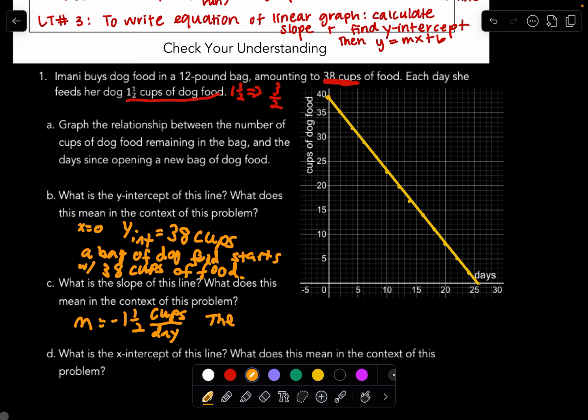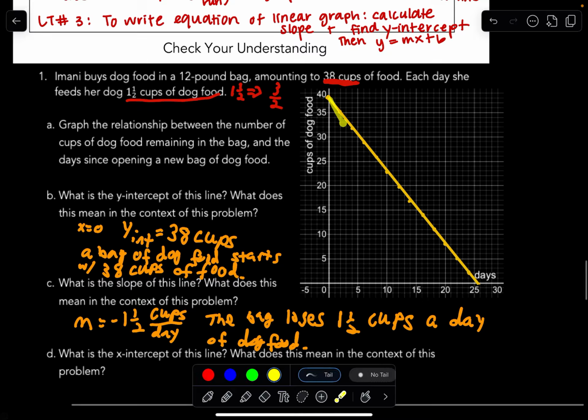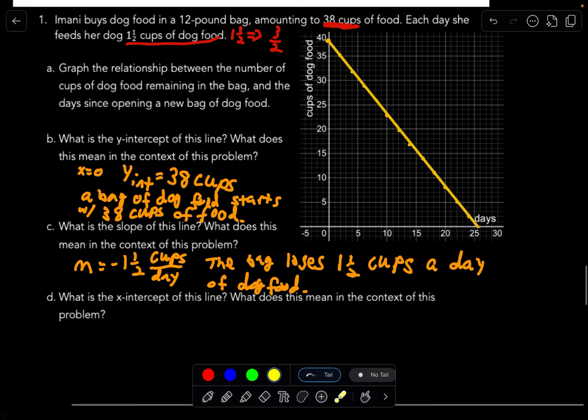The dog eats, I shouldn't say that. The bag loses, I don't know if that's how you spell loses, 1.5 cups a day of dog food. Notice the line is going down to the right. It's going downwards. That's a negative slope. The amount is decreasing. So it's a negative slope.